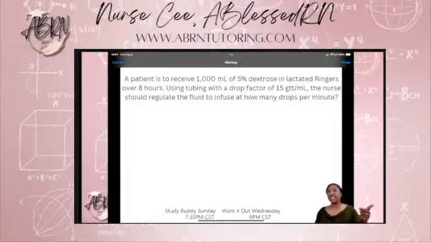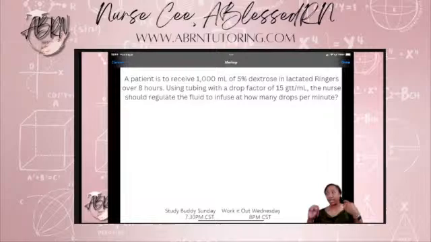So a patient is to receive 1,000 milliliters of 5% dextrose in lactated ringers over 8 hours. Using tubing with a drop factor of 15 drops per milliliter, the nurse should regulate the fluid to infuse at how many drops per minute.